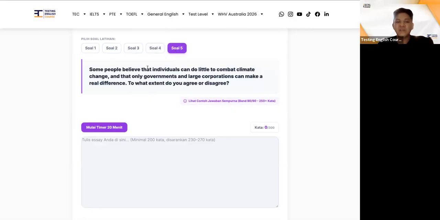And this one: some people believe that individuals can do little to combat climate change, and that only governments and large corporations can make a real difference. To what extent do you agree or disagree? Oh, this is a challenging topic for number five. Yeah, we just do it from the first.